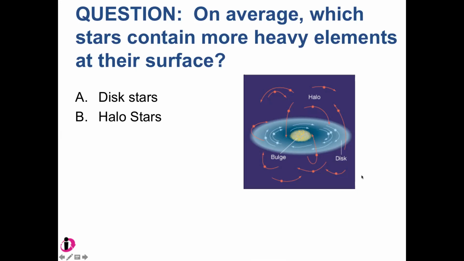Okay, I warned you that this one was going to be more complicated, and it is. Usually when I ask this in class, somebody will raise their hand and make this argument. Well, it must be halo stars because they are on average older, and therefore they have had more time to fuse heavy elements in their core. That's what the sun is doing, fusing hydrogen to helium. Eventually it will fuse helium to carbon and then go planetary nebula. That is not right. And there's a couple of reasons why.